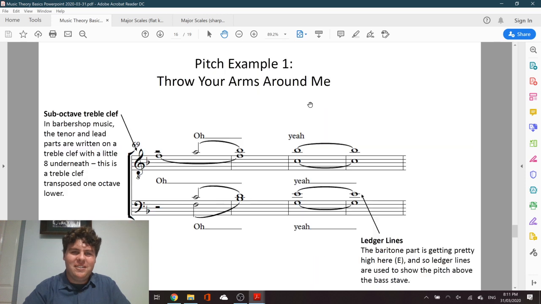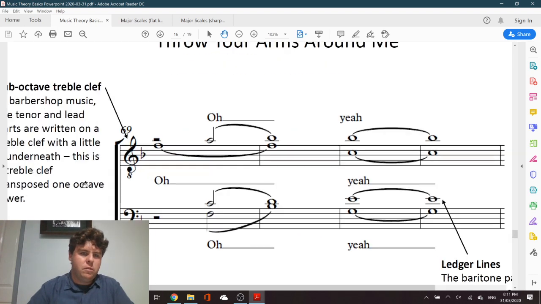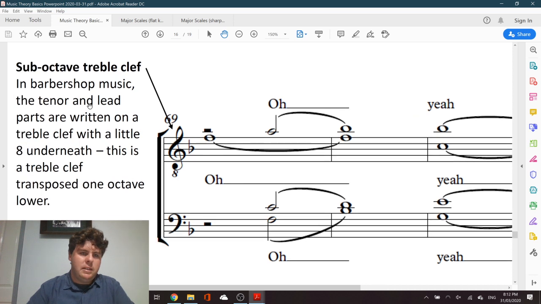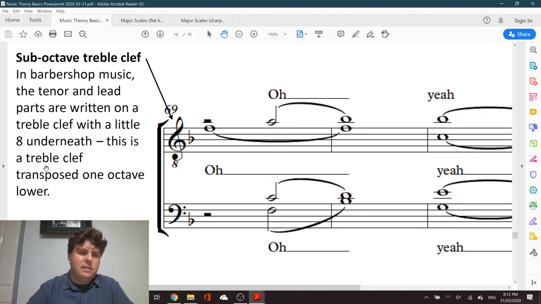Moving on. Alright, here's an example from a song. So this is from Throw Your Arms Around Me. So here we see the sub-octave treble clef in action. So here's our treble clef with a little 8. So in barbershop music, the tenor and lead parts are written on a treble clef with a little 8 underneath. This is a treble clef transposed 1 octave lower.